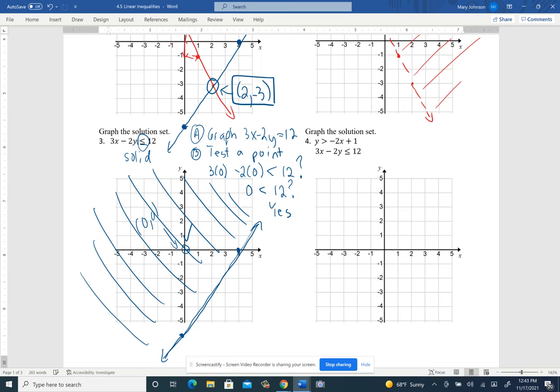So that would be the graph of the solution set. You can't just list the solution like you can on question number 1. On number 1, this is the solution.